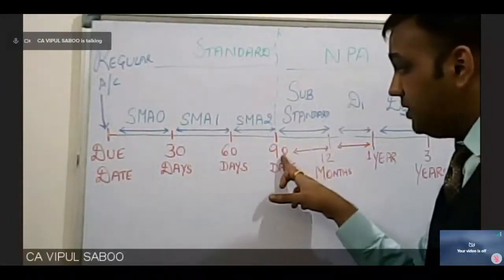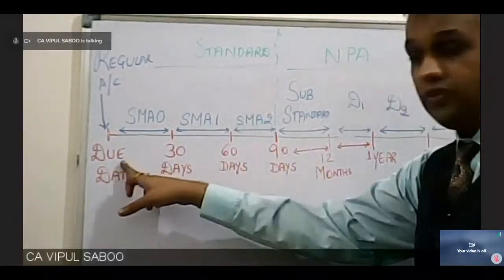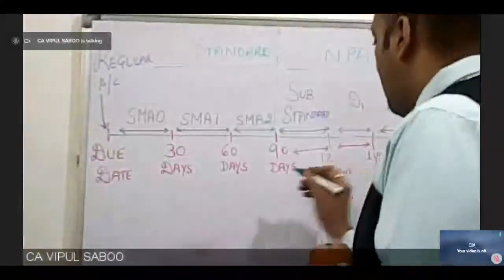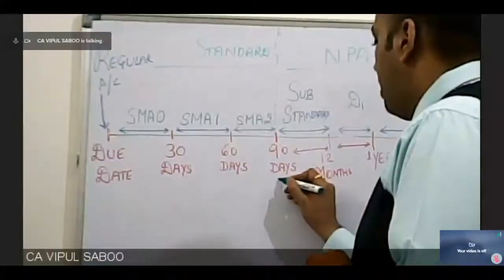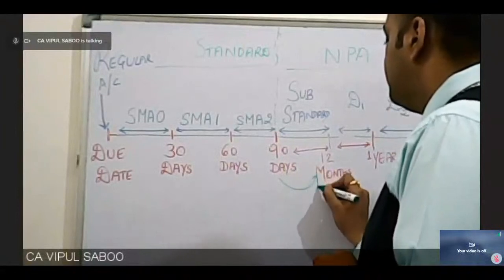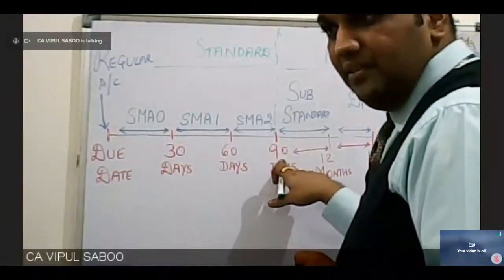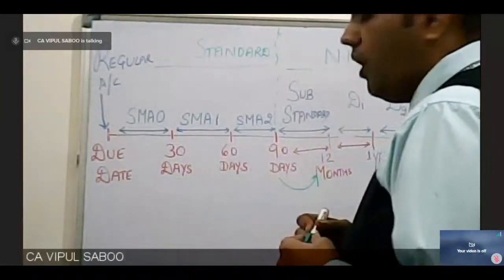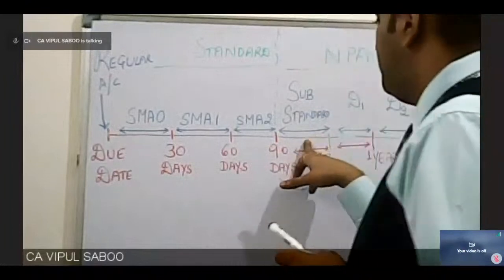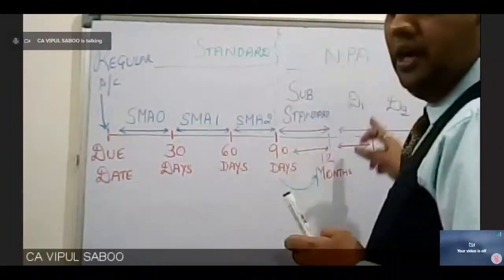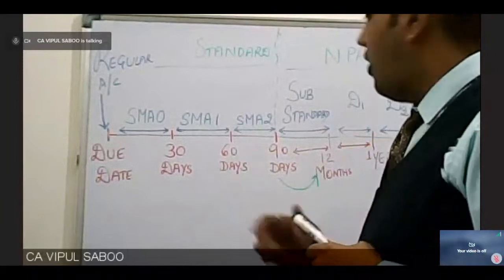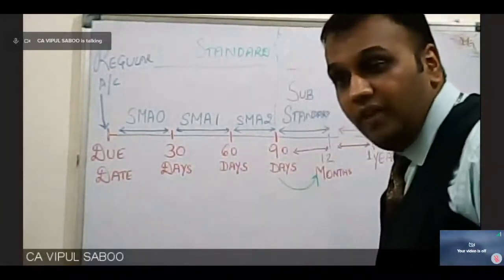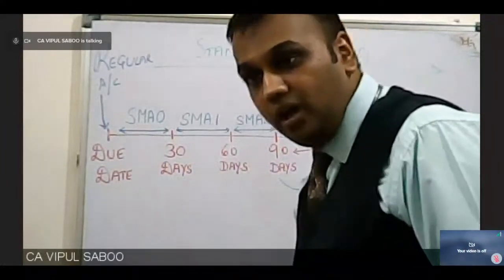The 12 months are from these 90 days now, not from this due date. The 12 months are from this 90 days now. From 90 days to 12 months. From this 90 days date to 12 months, it is substandard. And if the default is not rectified within this period, after the completion of 12 months from these 90 days, it becomes doubtful. The bank has a doubt whether we'll be able to recover the money or not.